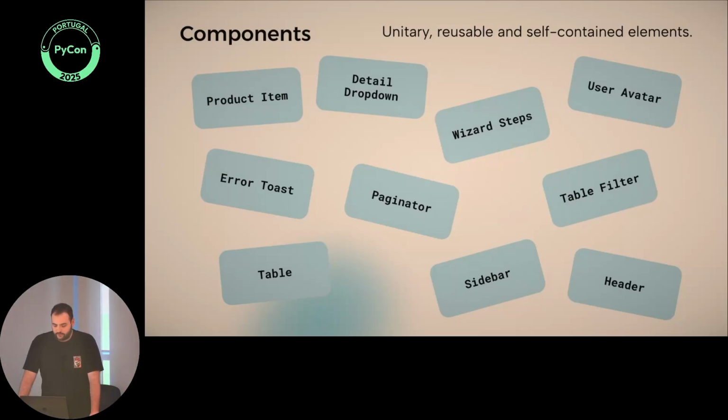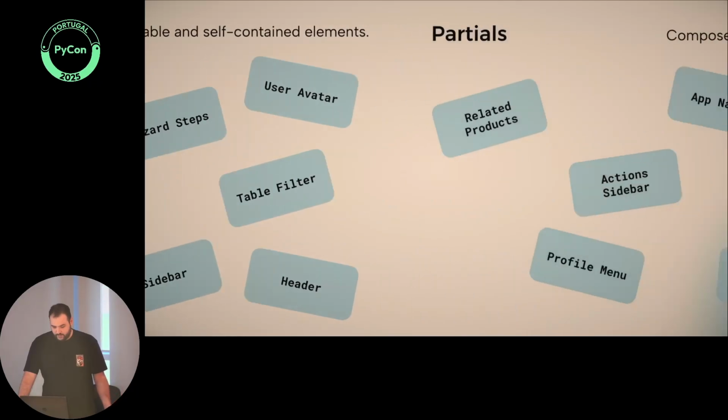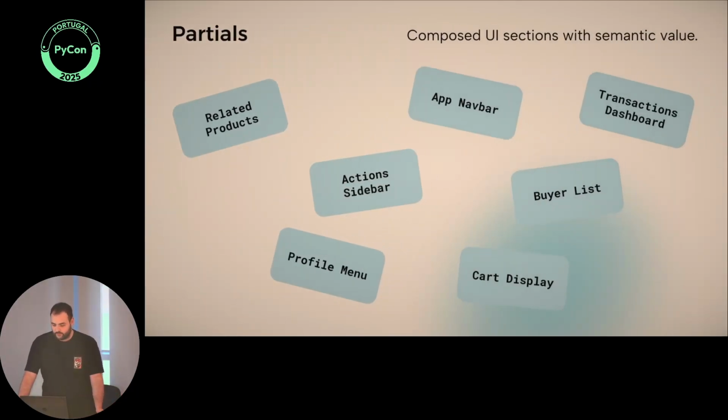Components are a new approach that tries to address the limitations of the Django templating language. By using components, you make templates easier to read. You decouple the logic of the components and allow more reusability. You can think of components as unitary, reusable, and self-contained elements. Some examples are product item, paginator, sidebar, header, etc. And partials can be just components coupled together, composing UI sections that have some semantic value, such as action sidebar, related products, profile menu. So any part of your UI that has some value to the user.